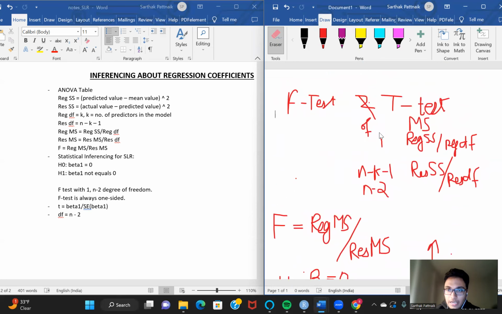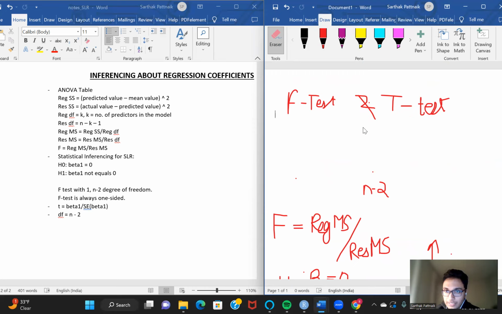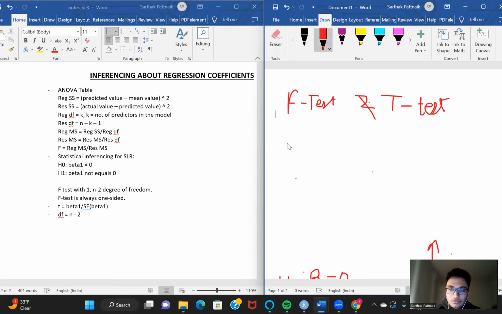So I'll remove the ANOVA table because you don't need an ANOVA table for a t-test. You needed it for an f-test, but for t-test you don't need it. So it is the t-test for statistical inferencing for regression coefficient. It is conducted at n-2 degree of freedom.